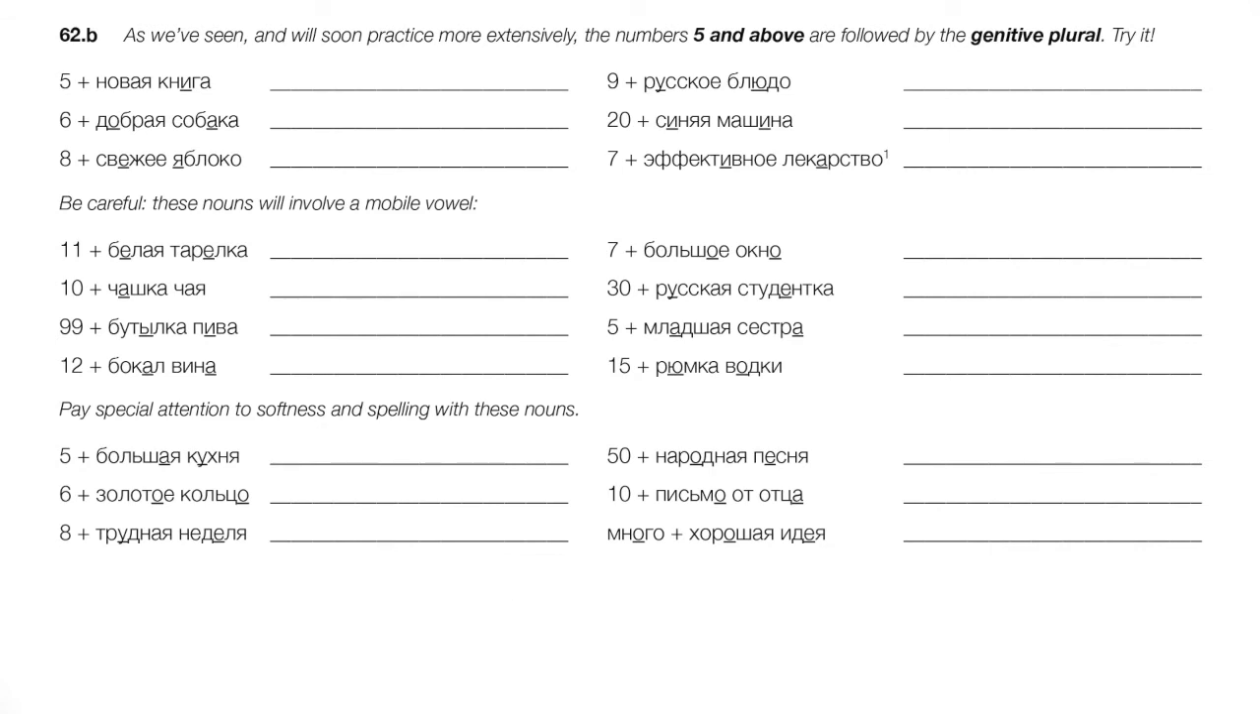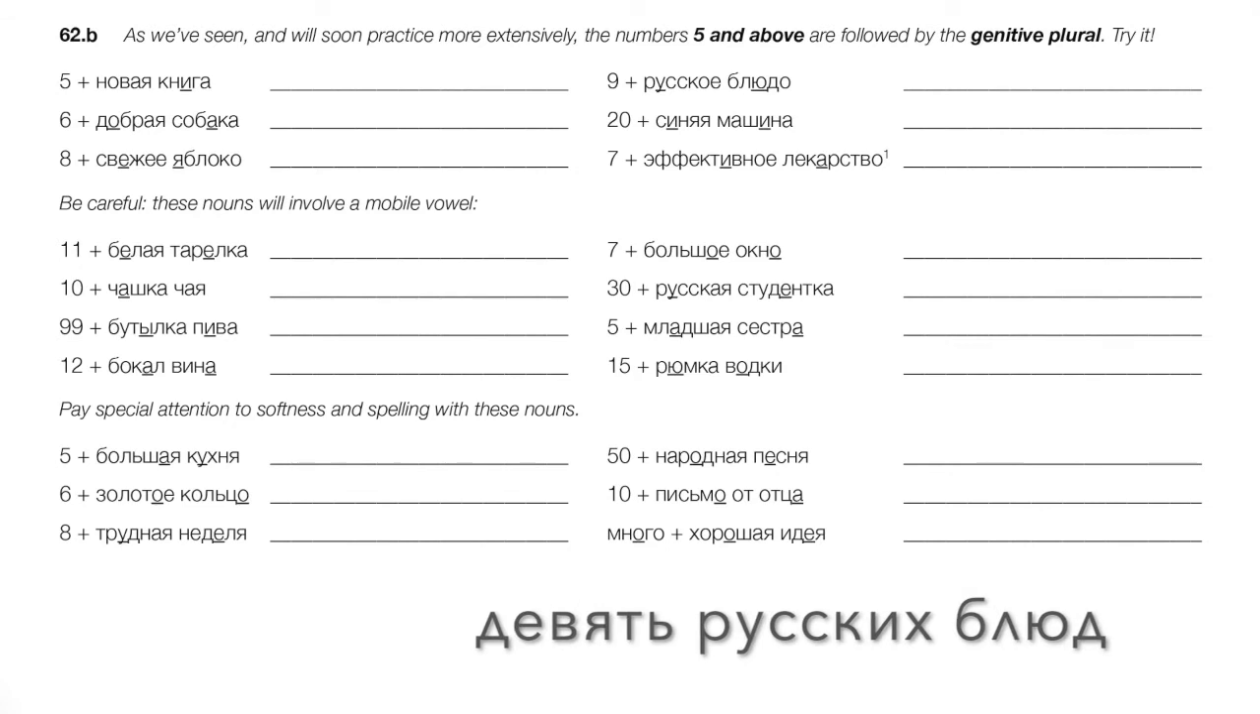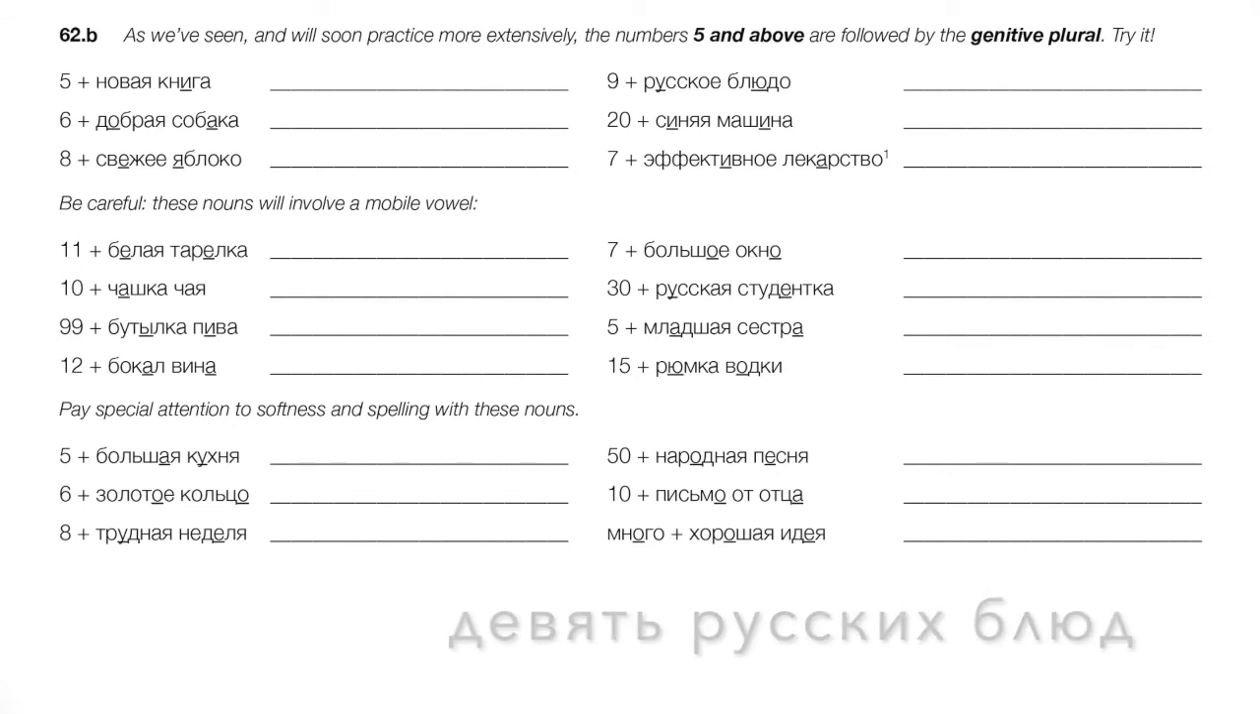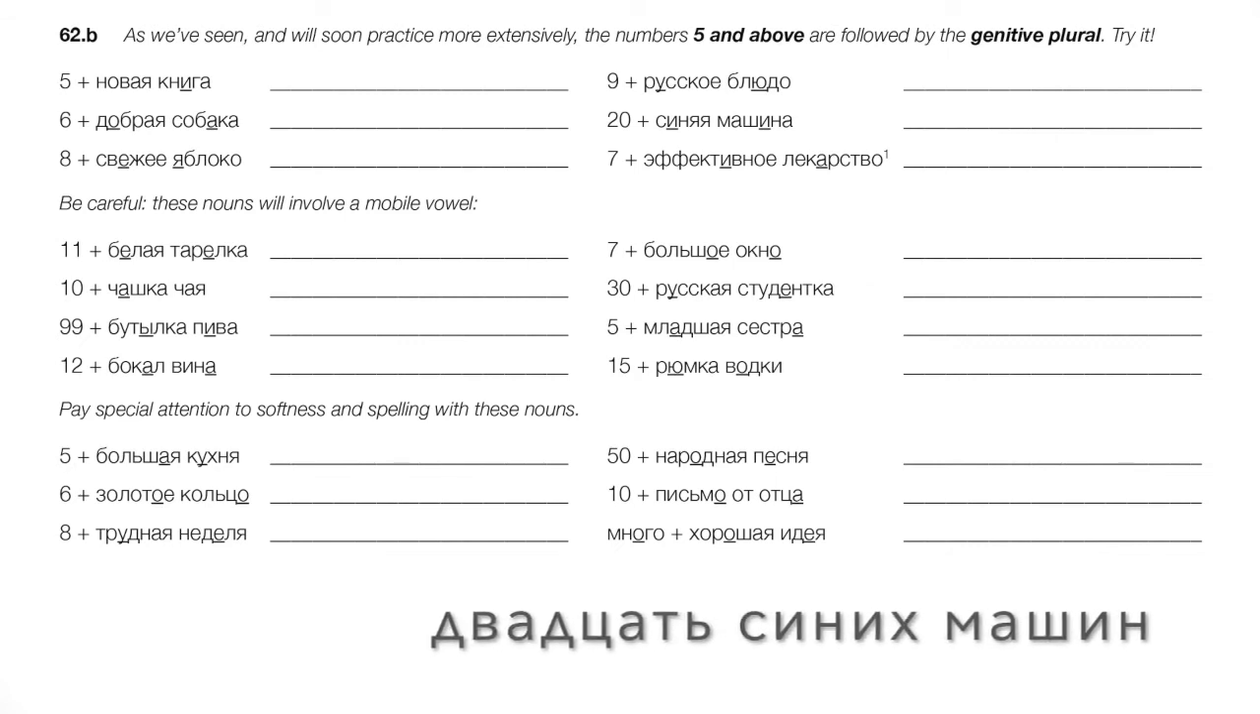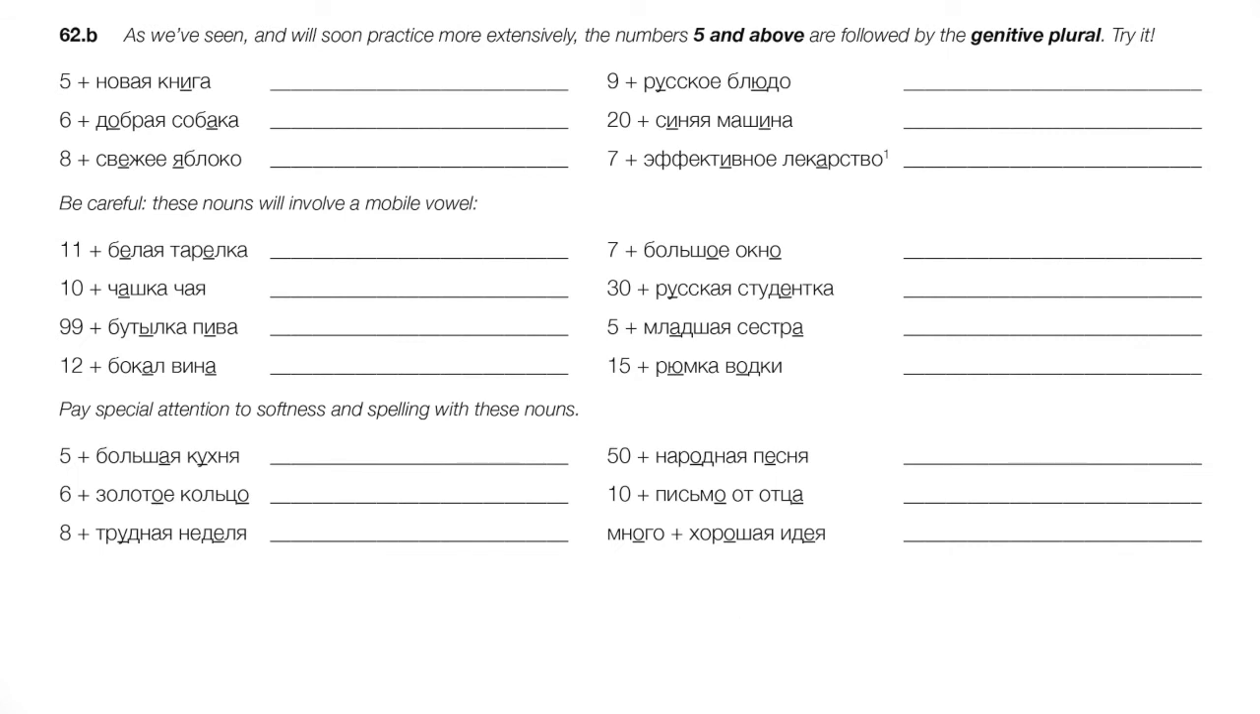9 Russian dishes. A блюдо can mean a literal dish, but it usually means a dish like in a national cuisine. 9 русских блюд. Again, их because of the 7-letter spelling rule. 20 dark blue cars. 20 синих машин. 7 effective medicines. 7 эффективных лекарств.